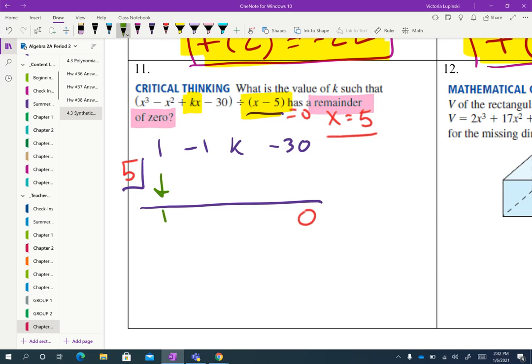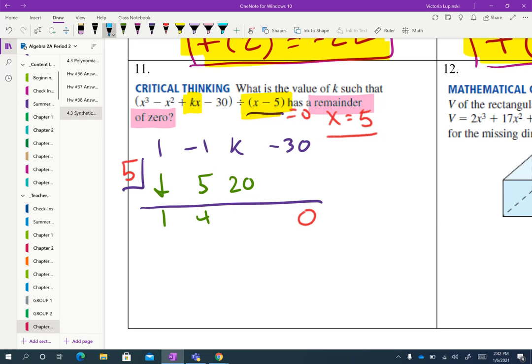So bring down the 1, times 5 is 5. 5 plus -1 is 4. 4 times 5 is 20. Nothing else I can do there, so I'm going to stop for a minute. Now I'm going to come from the other direction.